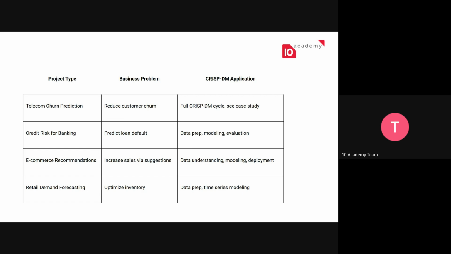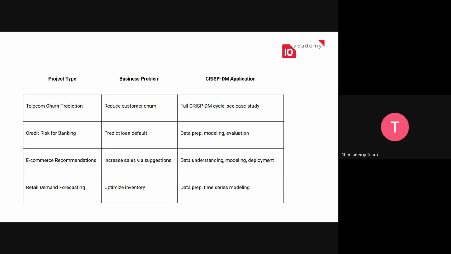And then the CRISP-DM case study, we can use the full model, and maybe credit risk for banking. If the project type is credit risk for banking, you need to predict loan default, okay? You're helping the bank to decide who to give loans to and who not to, because it's very risky to give loans to people who are not going to pay back. So you need to identify which people are in the risk zone, okay? Here you can use CRISP-DM in the data preparation, the modeling, the evaluation.